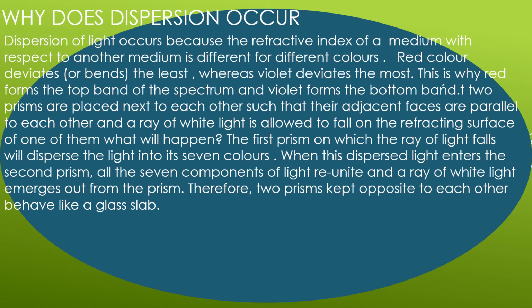Two prisms are placed next to each other such that their adjacent faces are parallel to each other, and a ray of white light is allowed to fall on the refracting surface of one of them. What will happen? The first prism on which the ray of light falls will disperse the light into its 7 colors. When this dispersed light enters the second prism, all the 7 components of light reunite and a ray of white light emerges out from the prism. Therefore, 2 prisms kept opposite to each other behave like a glass slab.